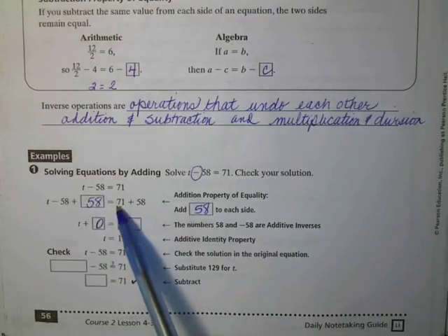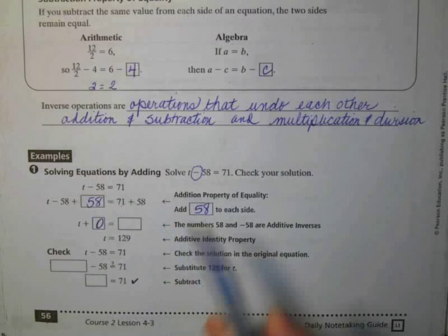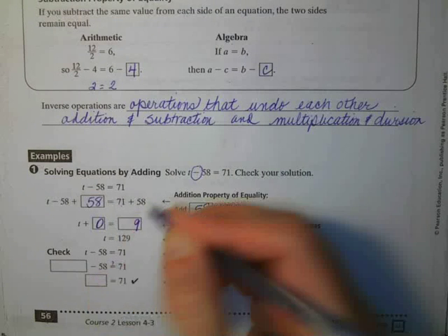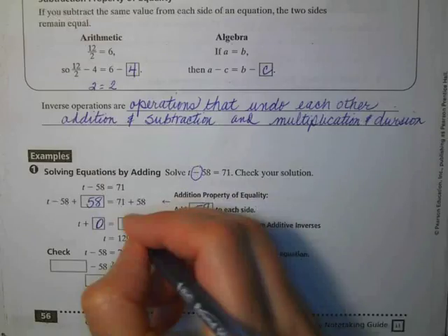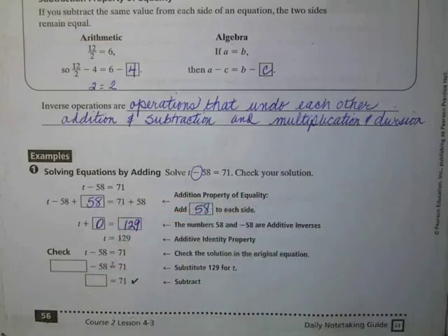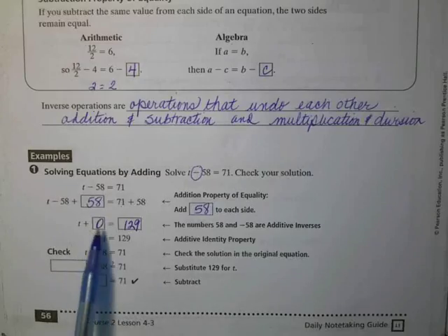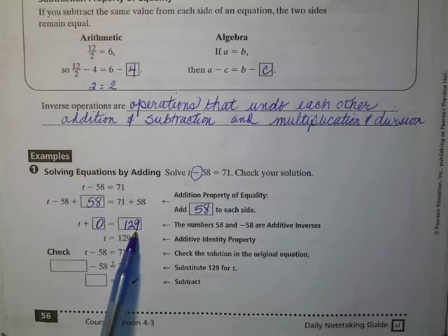Then I actually add 71 plus 58. So 8 and 1 is 9, nothing to carry. 7 and 5 is 12, so I write down a 12 in front of that. So I get t equals 129. This is the additive identity property. The reason it says that here is because any number plus 0 equals itself. So t must be 129.